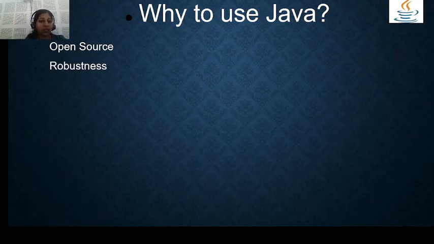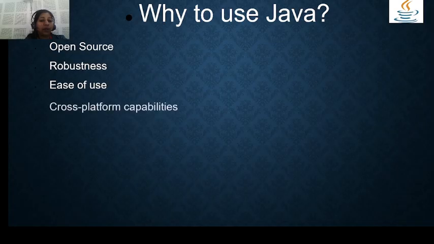The next one is robustness. Robustness means it can handle runtime errors, as it checks the code during compilation time and runtime, and it can manage incorrect input data. Java utilizes strong memory management also. Automatic garbage collection is added, and hence it is easy to use.